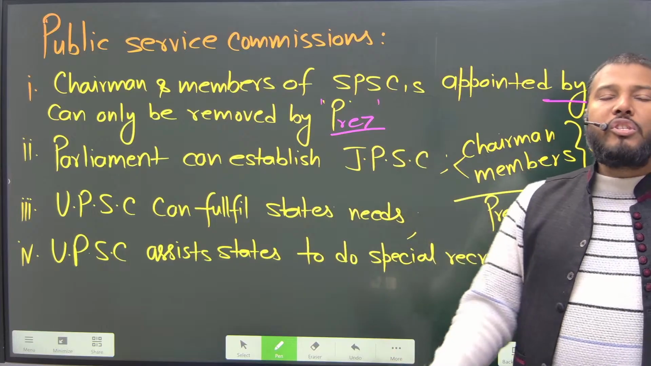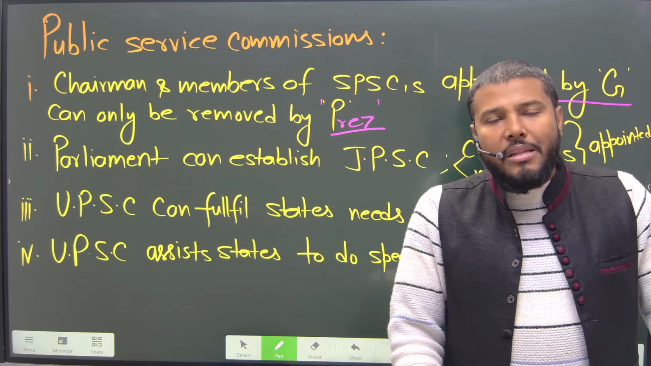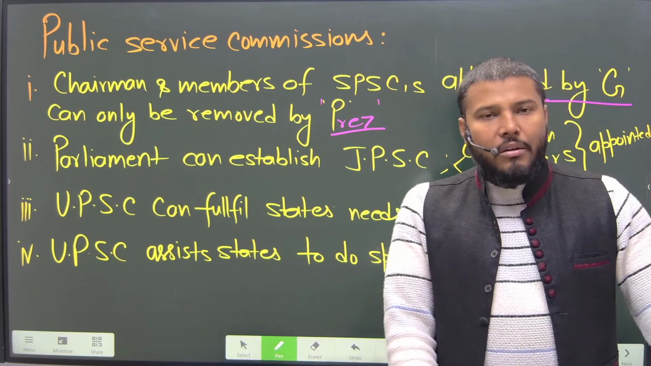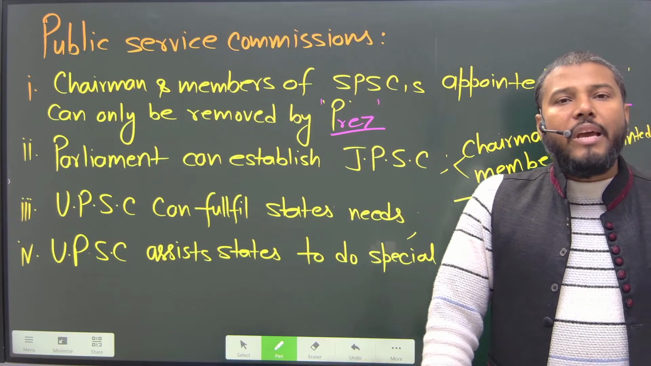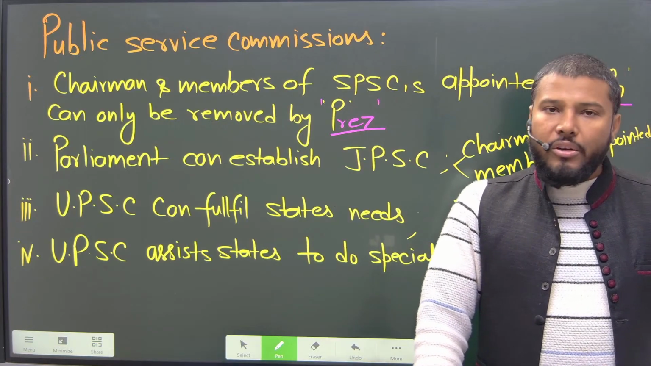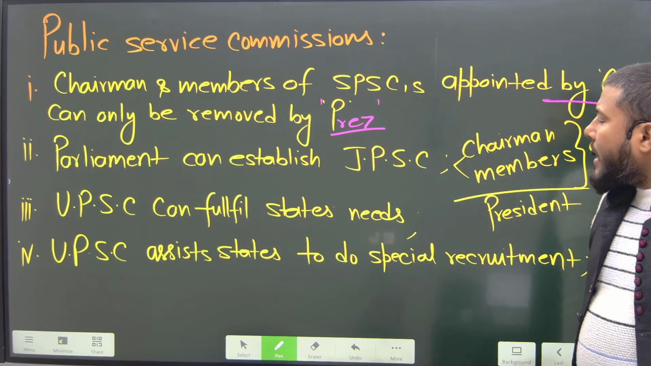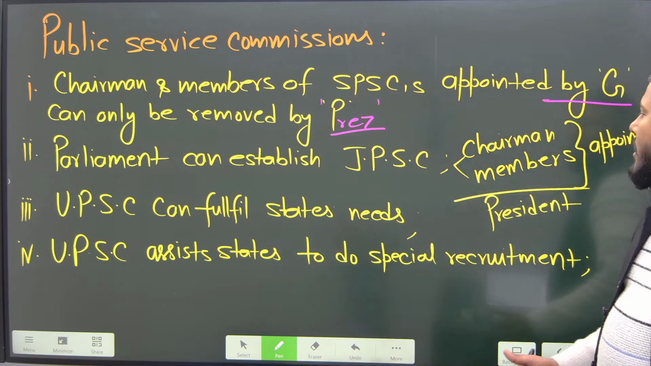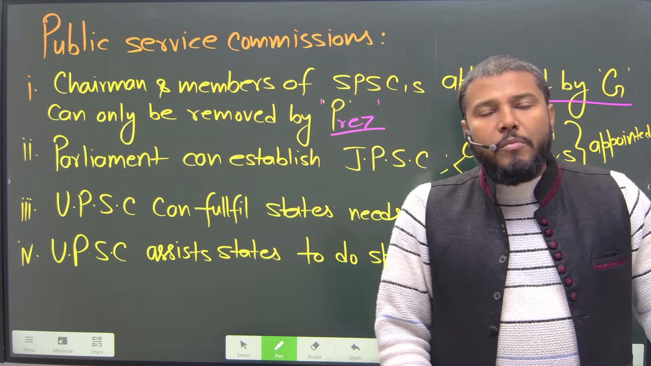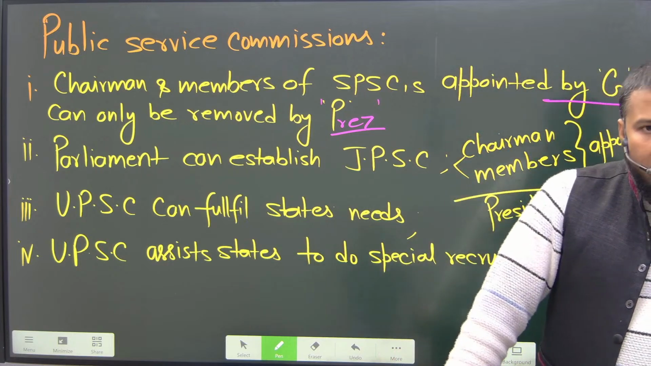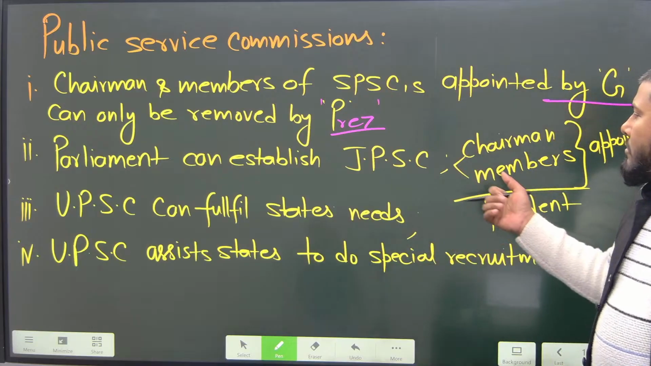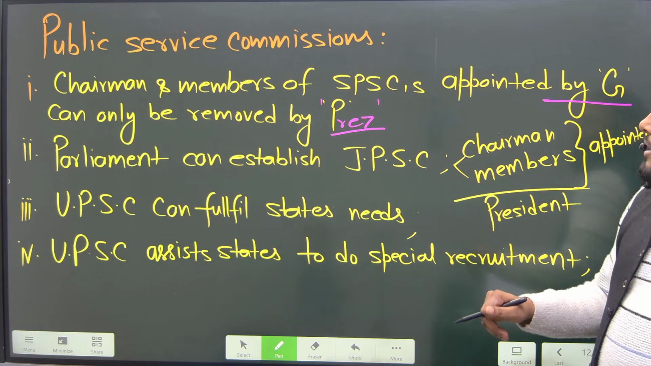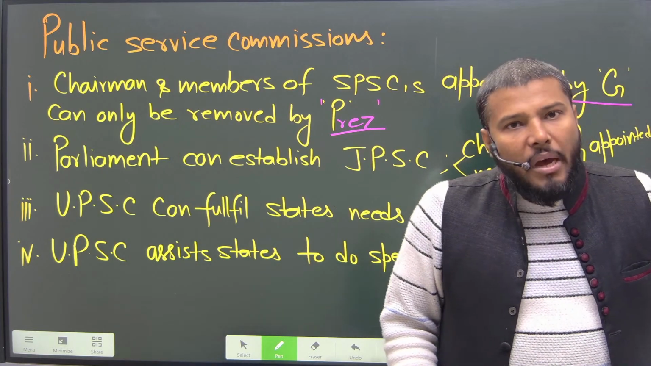So we understood in the State Public Service Commissions that the chairman and the members of the State Public Service Commission are appointed by the governor, right? But the disciplinary action or the removal can be done only by the President of India. The second one is Parliament can establish the Joint Public Service Commission on the request of two or more states. अगर दो या दो से ज़्यादा states आते हैं तो Joint Public Service Commission का provision सेंट्रल गवर्नमेंट कर सकती है. At the same time, the Joint Public Service Commission chairman and members are appointed by the president, and they shall be removed by the president only, right?